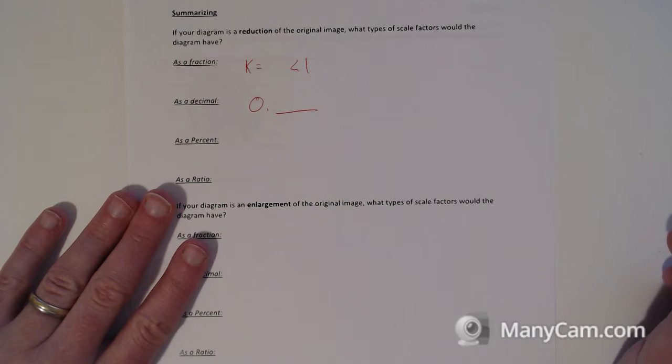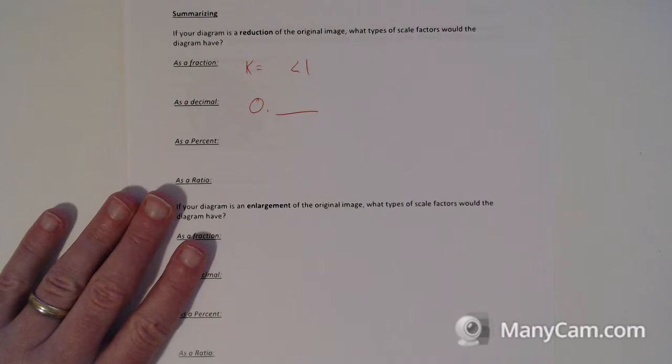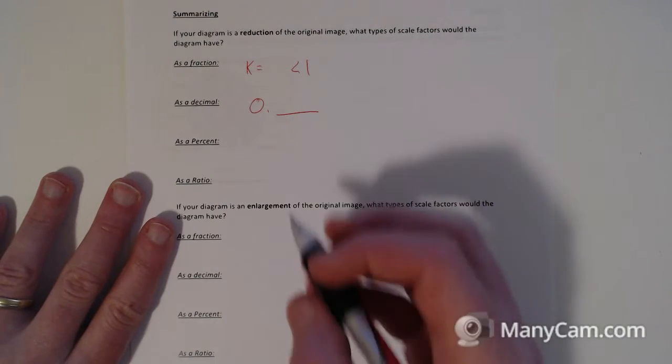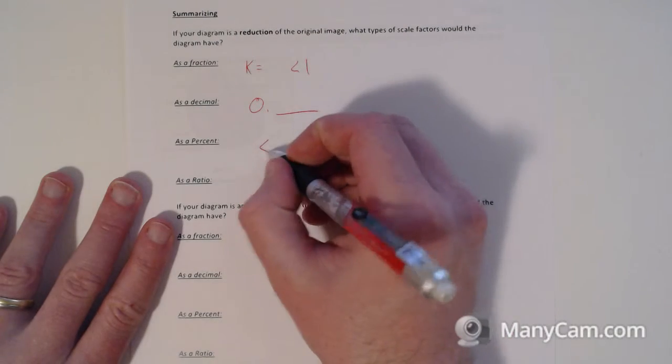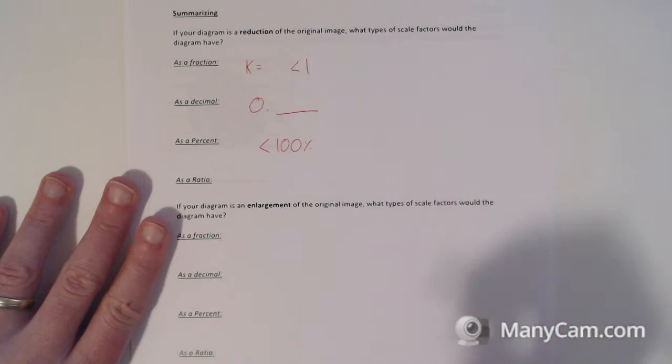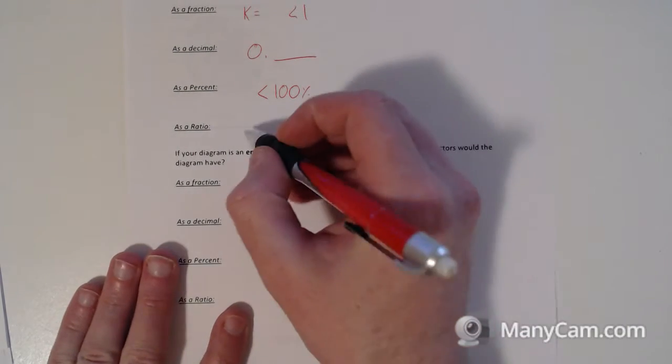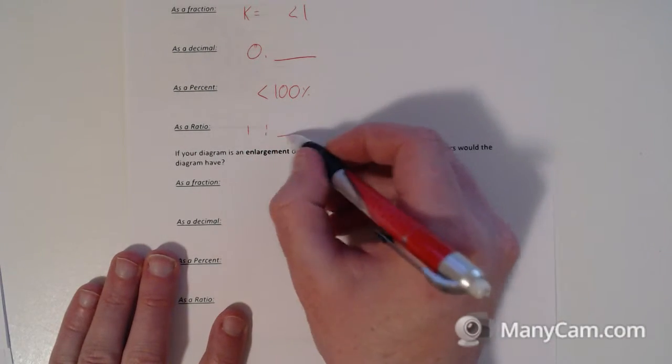So if it's like 0.5, then it's a half reduction. If it's 0.2, it's 20% of the original size. 0.1 is 10% of the original size. So it's going to be 0 point something if it's a reduction. As a percent, it's going to be some number less than 100. 100% stands for the original number. So if it's 50%, then it's shrunk. 20%, 10% are all shrinks. The only things that are enlargements are bigger than 100%. As a ratio, it's going to be 1 to some number that's larger than 1.